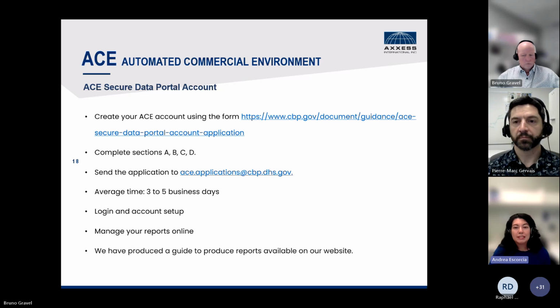You will need to complete sections A, B, C, and D. And once completed, you will send the application to the following email. Please note there is an average time of 3 to 5 business days to have your account. And once the login is available, you can proceed with an account setup, and you will be able to manage your reports online. So please note that we have created a guide on how to produce these reports, and it will be available soon on our website.